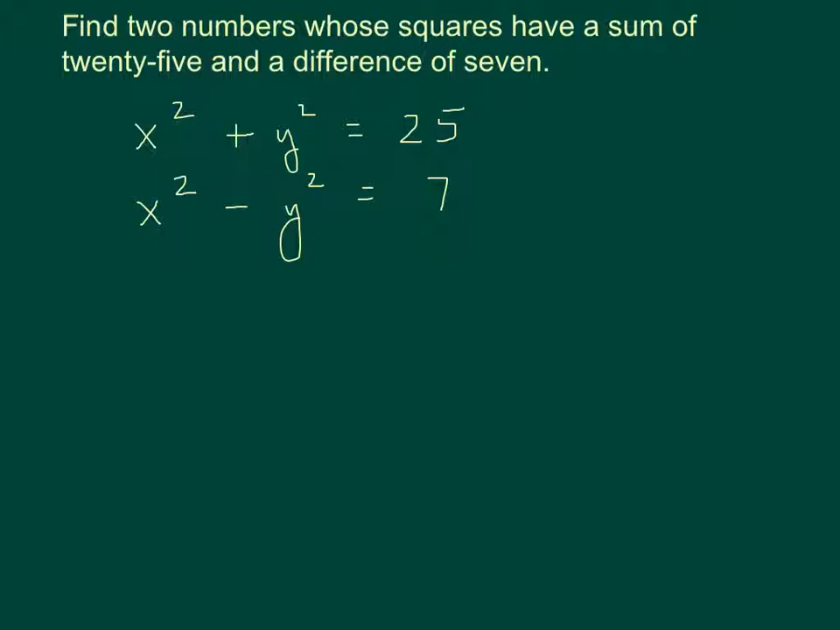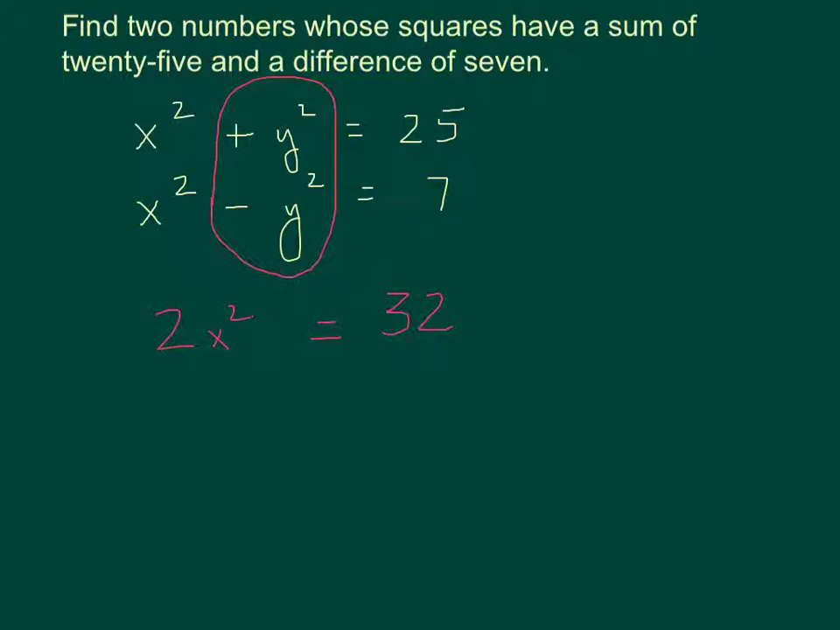Okay, the way I would go about starting to solve this system of equations would be the addition method. I would add the two equations together because I happen to notice that positive y squared and negative y squared will add to make 0 if we add these two equations together. So adding here we get x squared plus x squared makes 2x squared, and 25 plus 7 makes 32. And then, as I've said, positive y squared and negative y squared will add to make 0.